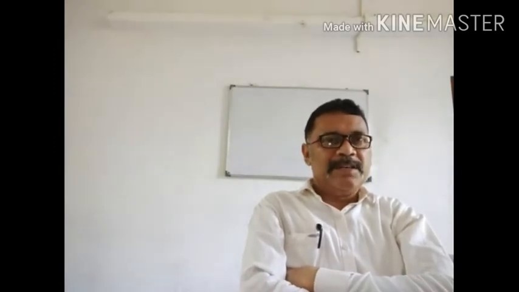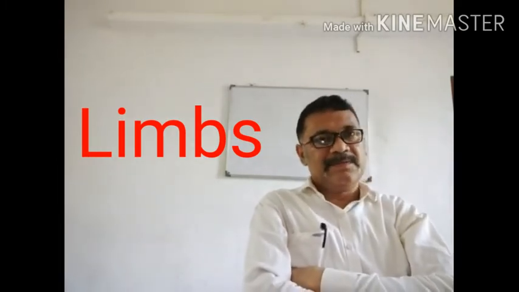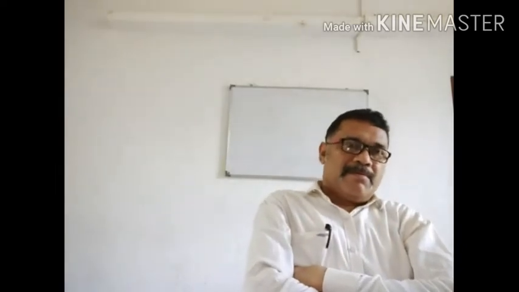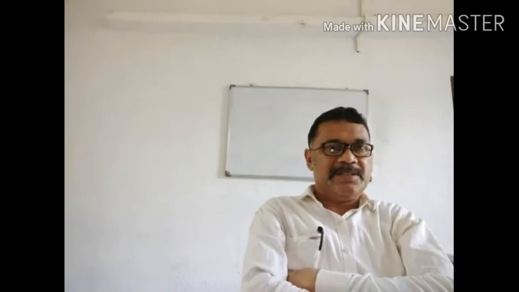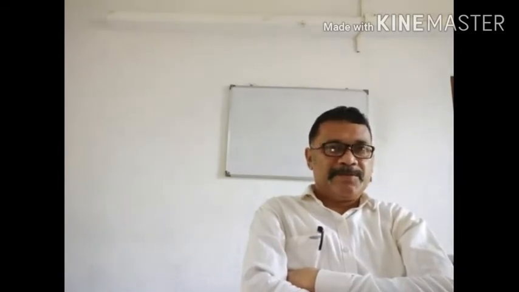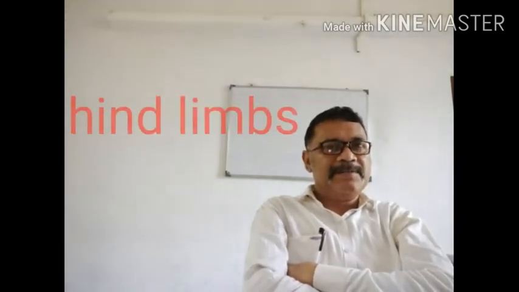Another important part of the skeletal system are limbs. Limbs means, actually, we use some words like hands, legs, arms, etc. But in science, all these are limbs. Human being has 2 pairs of limbs. One pair is called forelimb. These are 4 limbs. And the other pair is called hind limb. Hind limb means legs.